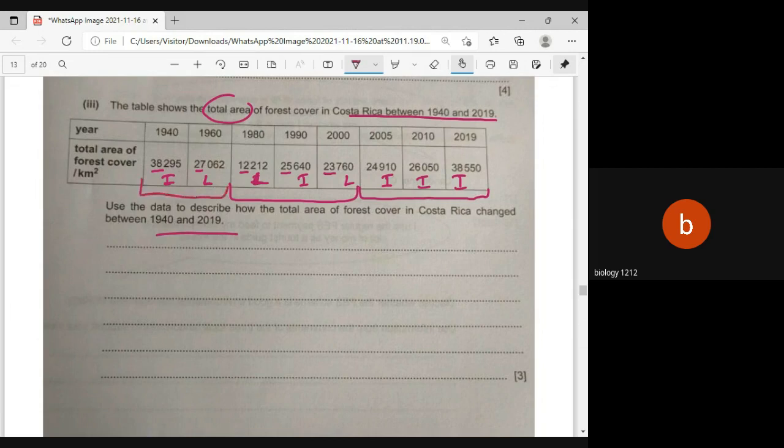and there was a drastic change in 1960, right? So 3 points you can mention: the first point about 1940 to 60, then 1980 to 2000, and from 2005 to 2019. Your answer could be the next one. This is how you explain the answer with given data.